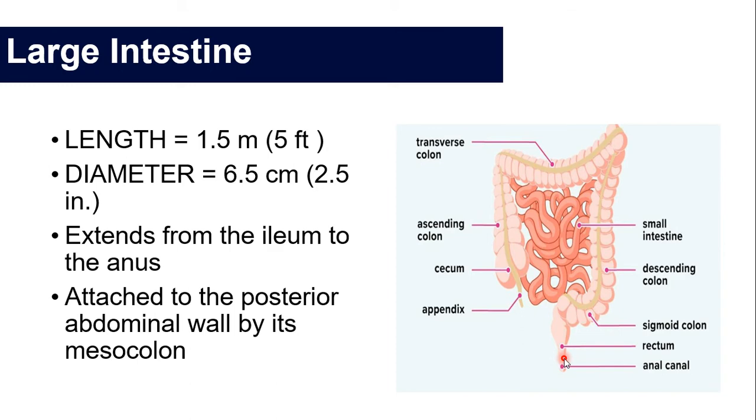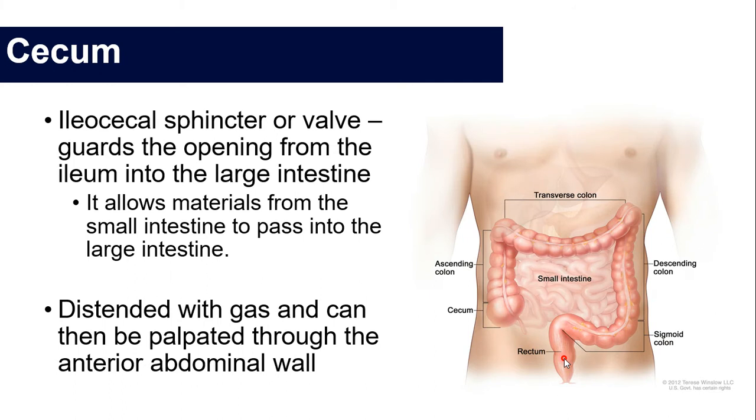Hanging inferior to the ileocecal valve is the cecum, which is a small pouch about 6 centimeters. Attached to the cecum is a twisted coiled tube measuring about 8 centimeters in length called the appendix or the vermiform appendix. Specifically in our cecum right here, we have again the ileocecal sphincter or valve, which guards the opening from the ileum to the large intestine.